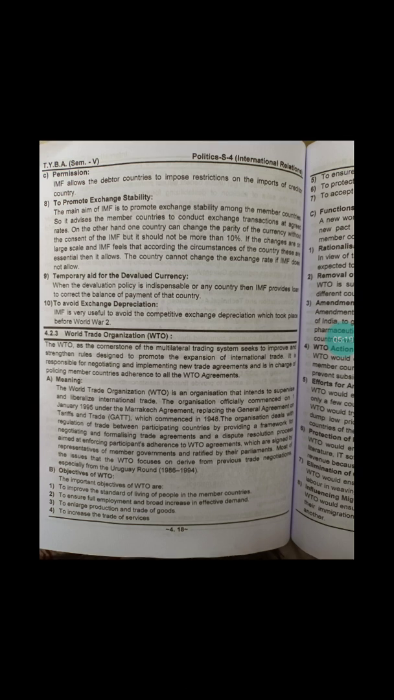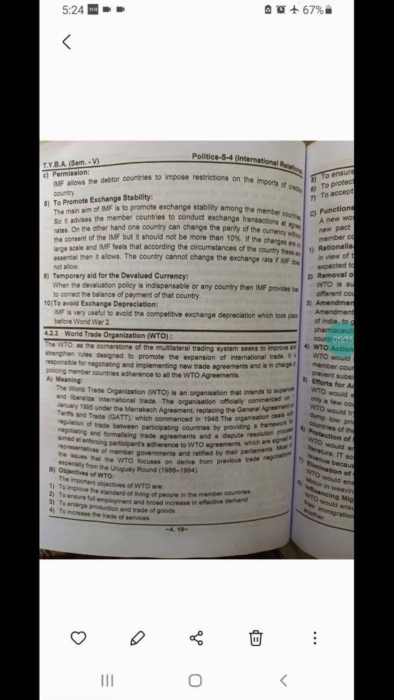Now the WTO, World Trade Organization. The WTO, as the cornerstone of the multilateral trading system, seeks to improve and strengthen rules designed to promote the expansion of international trade. See, the WTO as a cornerstone, what is it? It is a multilateral trading system. For what? To improve and strengthen the rules designed to promote the expansion of international trade.